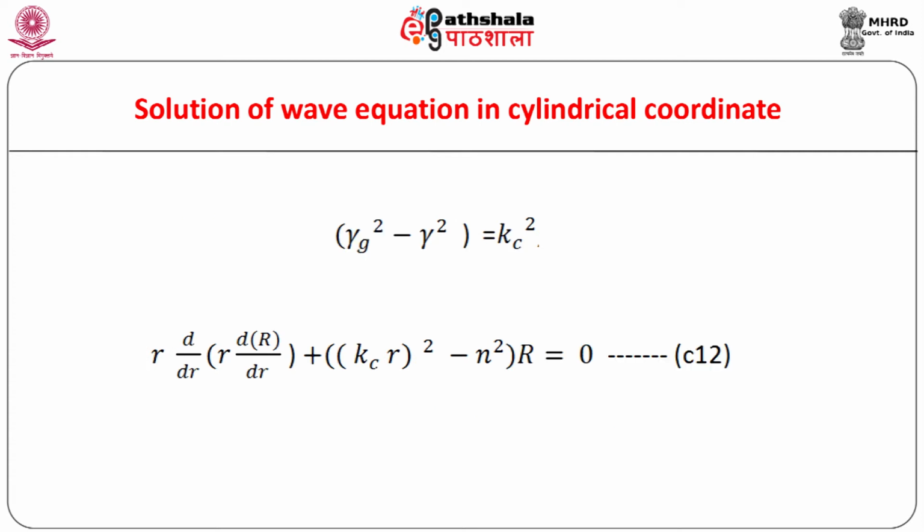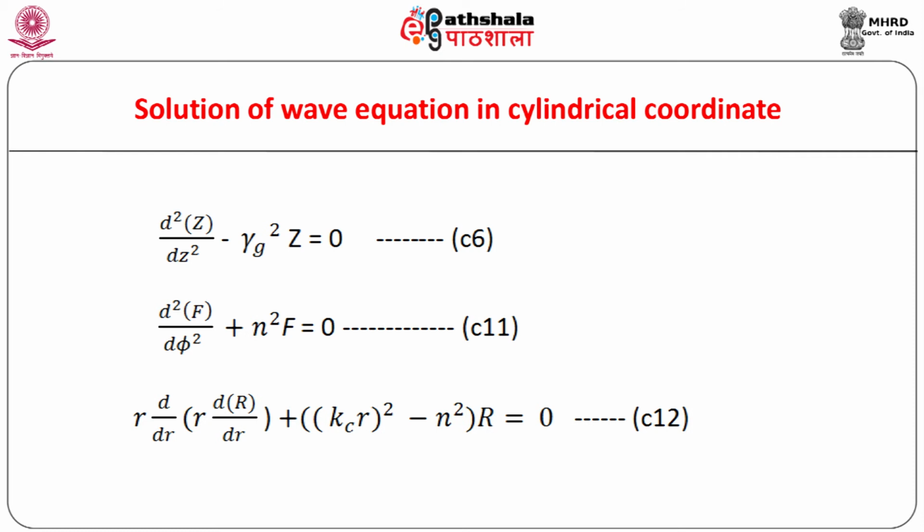In equation C 11, put gamma g squared minus gamma squared equal to k c squared. With this, the equation C 11 becomes as shown. Thus, finally, we have a set of three ordinary differential equations C 6, C 11 and C 12. Let us discuss in brief about the solution of the three differential equations.